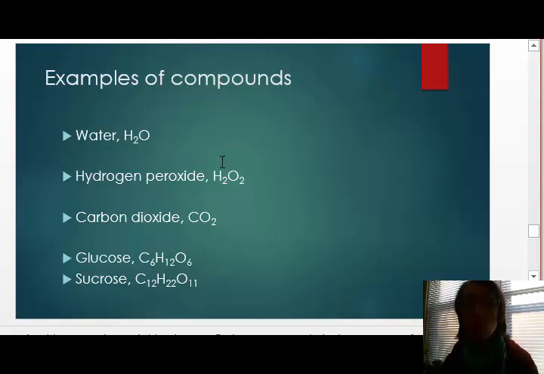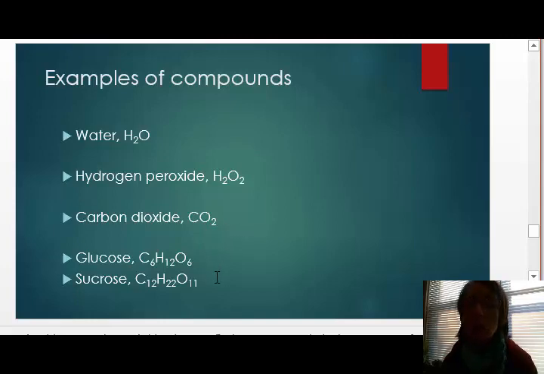Notice that the difference between a water molecule and a hydrogen peroxide molecule is only 1 oxygen atom. But that makes the difference between a chemical that is absolutely necessary for life as we know it and a chemical that is poisonous to life as we know it. The formula for carbon dioxide is capital C, capital O subscript 2.